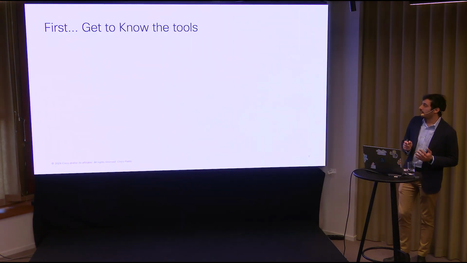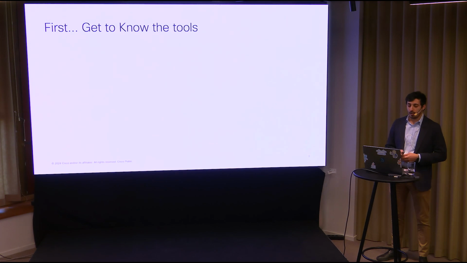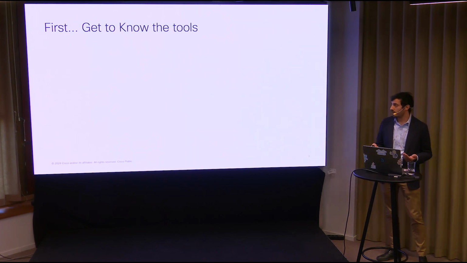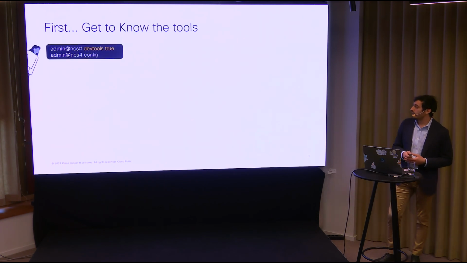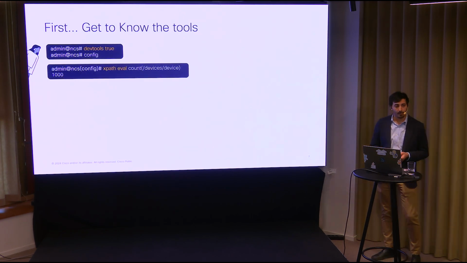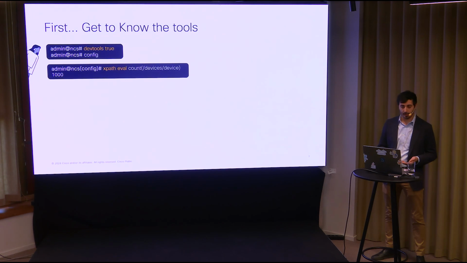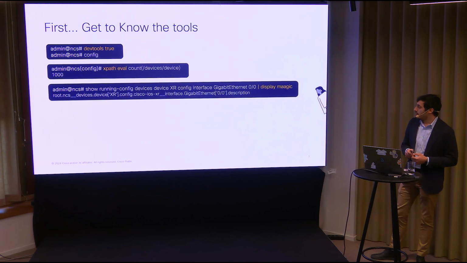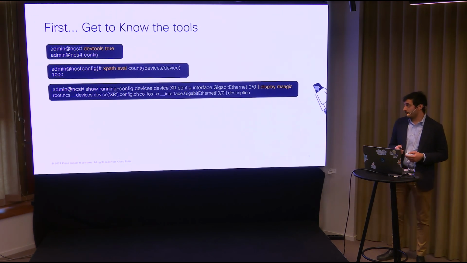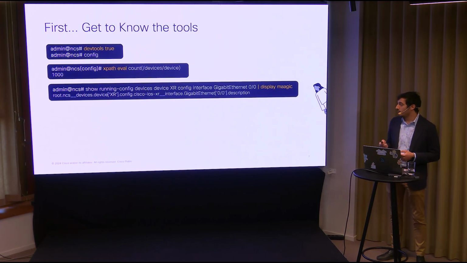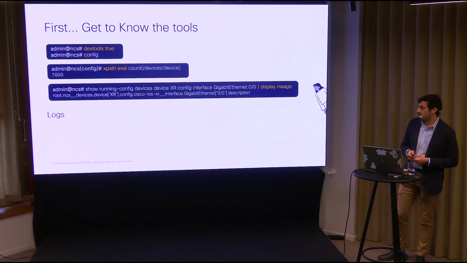Now, tools. First of all, you need to know the tools. In NSO, there are some tools that can be used once you activate them. You use the devtools true keyword to have access to these commands. You have access to commands like xpath eval that let you evaluate an xpath expression directly from the NSO CLI. And then the display magic that you can use to display how a CDB node would look like if you want to access it from your Python code. And of course, the logs.